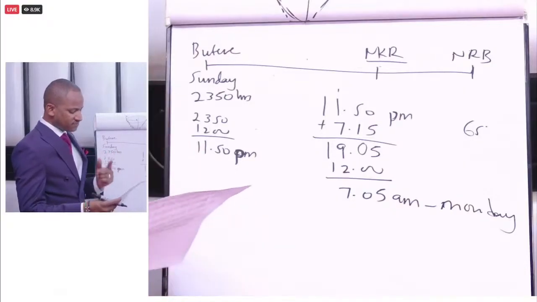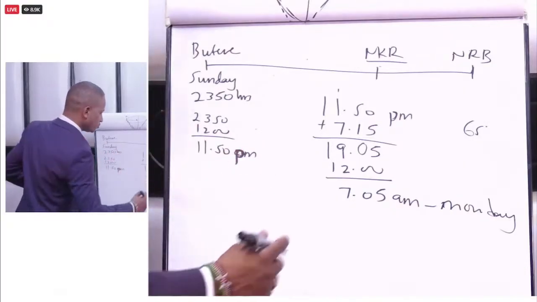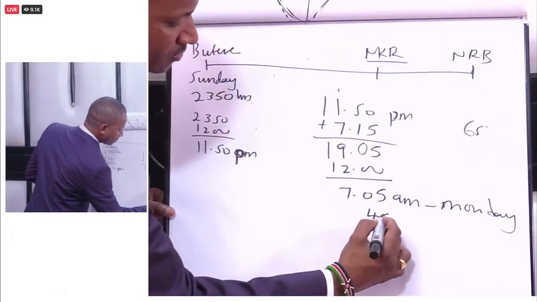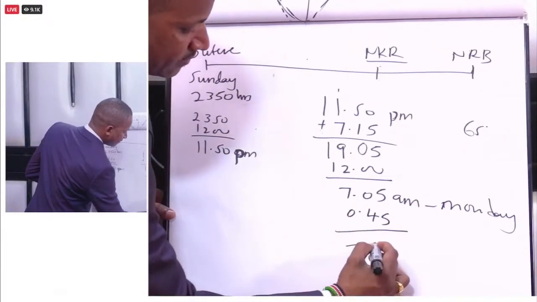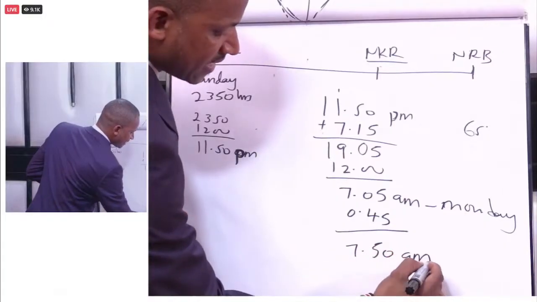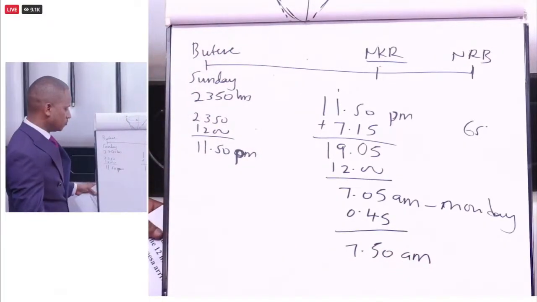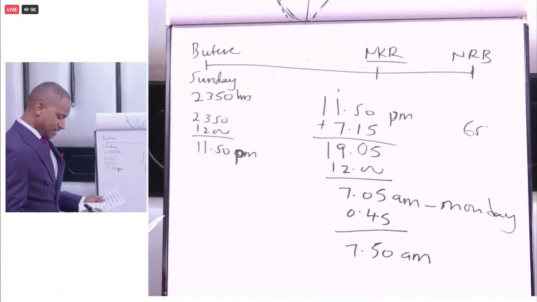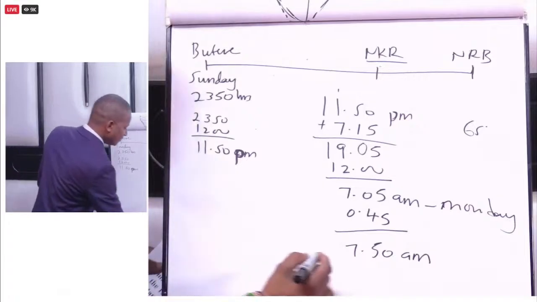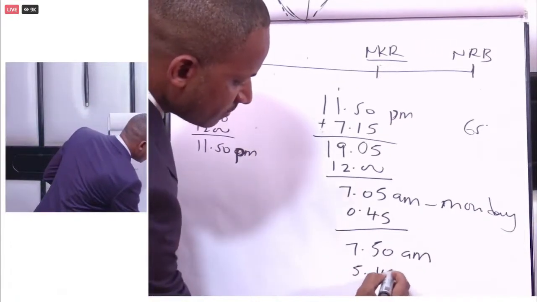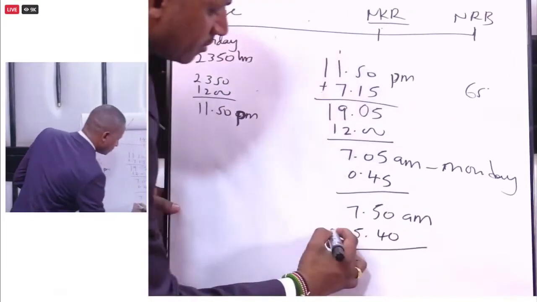Then you are told after a 45 minutes stop in Nakuru. So it took a 45 minutes stop in Nakuru. You add. You get 7:50. So by 7:50 a.m., he was still in Nakuru. Then the train took 5 hours 40 minutes to reach Nairobi. The train took 5 hours 40 minutes to reach Nairobi. You add again.